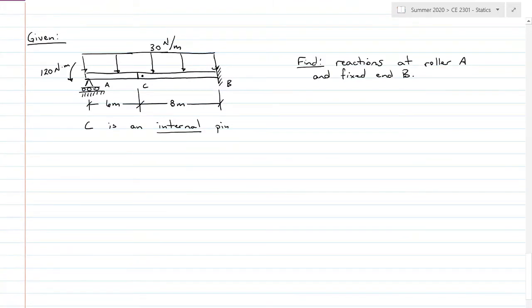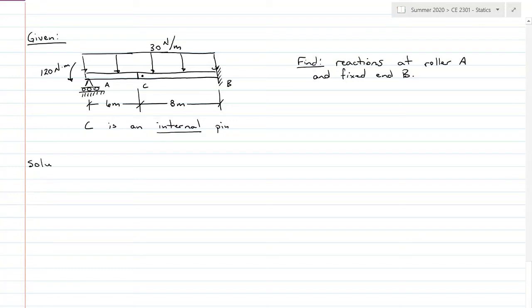So let's say that I am given a propped cantilever. It's propped because it has a roller at A and a fixed end at B. The fixed end makes it a cantilever, and it's propped because of the roller. I have an evenly distributed load across the entire thing and an applied moment at A. What's unusual about this problem is I have an internal pin at C instead of the external ones that we've been looking at. I want to find the reactions at roller A and fixed end B for this system.